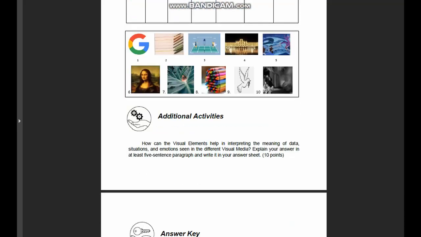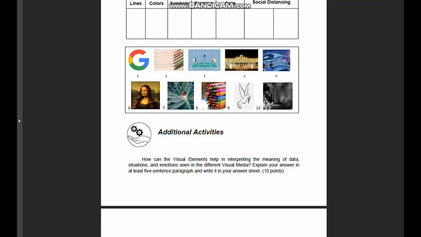And lastly, for your additional activities, how can visual elements help in interpreting the meaning of data, situation, and emotion seen in different visual media? Explain your answer in at least a 5-sentence paragraph and write it in your answer sheet, and it will be 10 points.